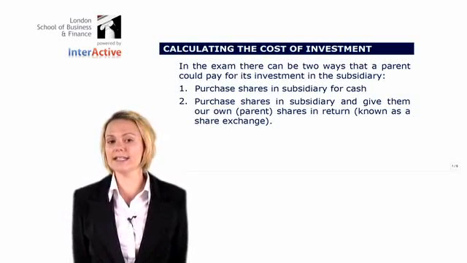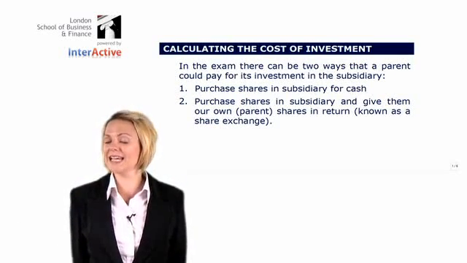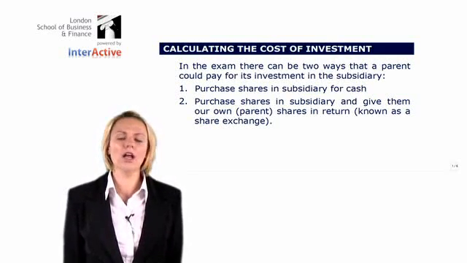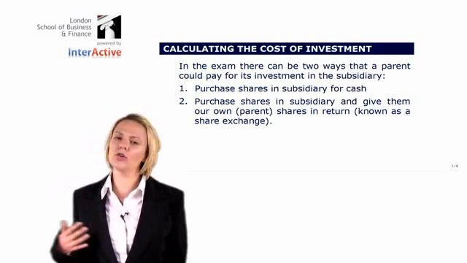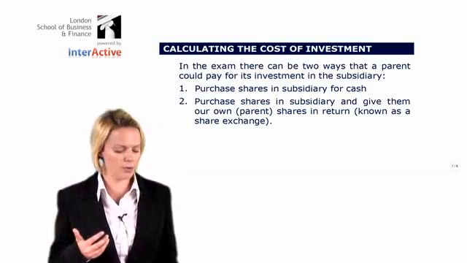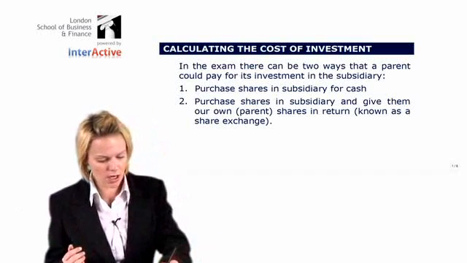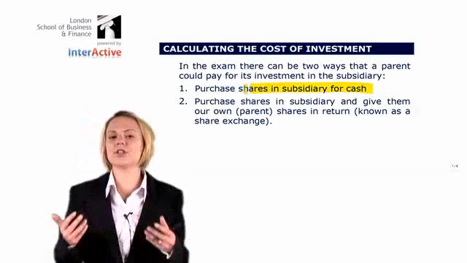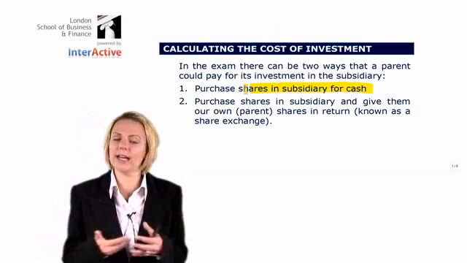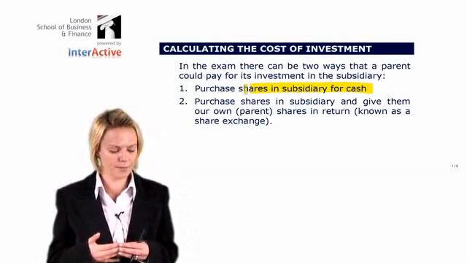Now, within this F3 syllabus, there's two main ways you would be tested in terms of calculating the cost of the investment. And those two ways that a parent company can pay to acquire a subsidiary would be as follows. The first way is for cash. We can purchase 80% of the subsidiary for X amount of cash. That's it, really. We've seen that a few times already in these last videos.